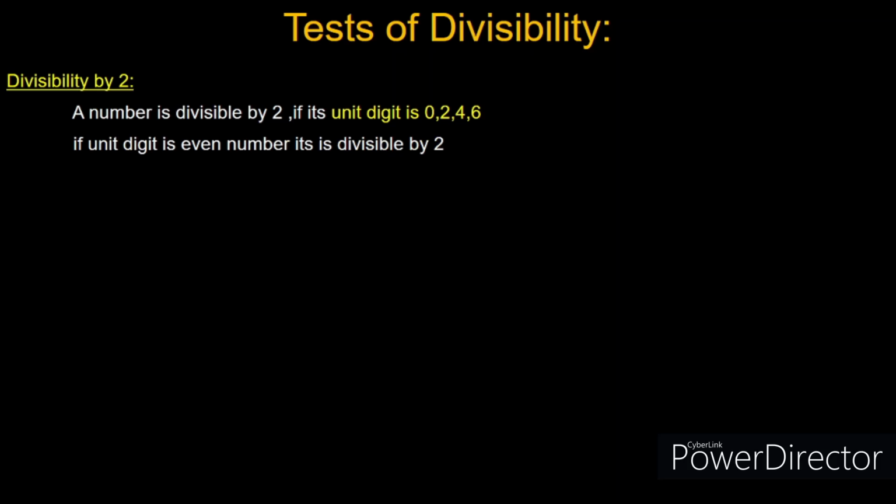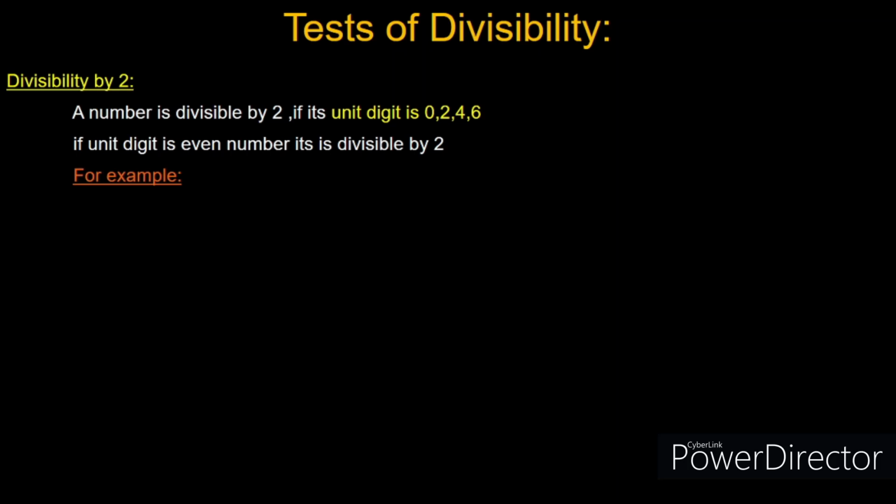Divisibility by 2. A number is divisible by 2 if its unit digit is 0 or even. For example, if a long number is given, like 54326, we cannot divide this big number by 2 to find the answer. We have less time to solve aptitude questions, so we have to find a shortcut. If the unit digit of a long number or any number is even, it is divisible by 2.